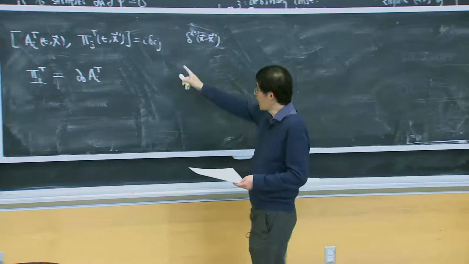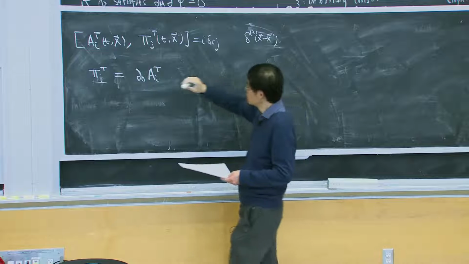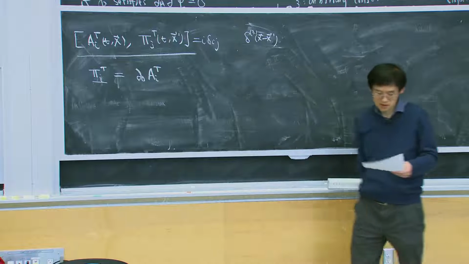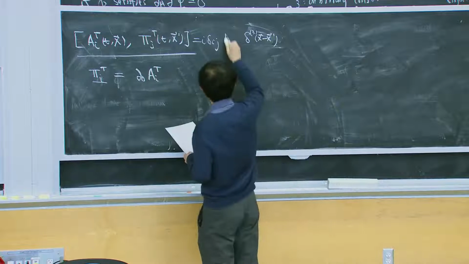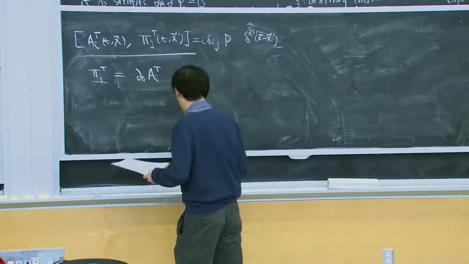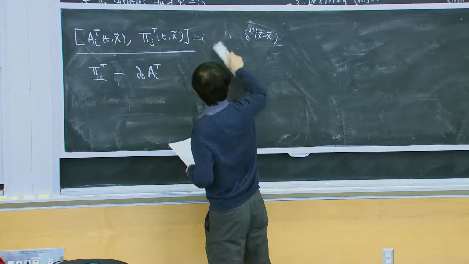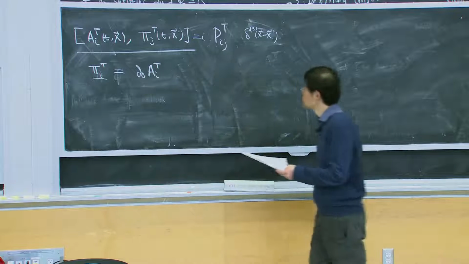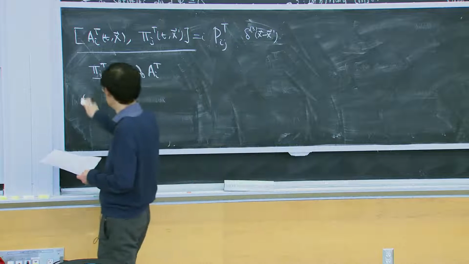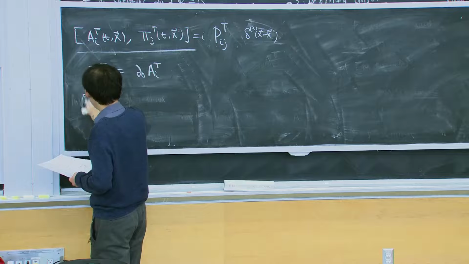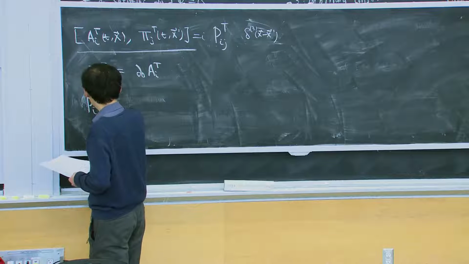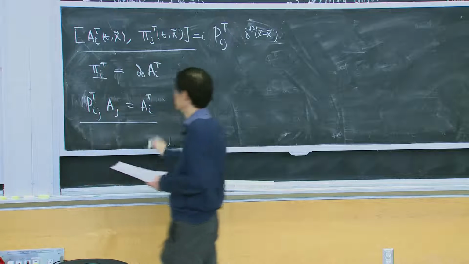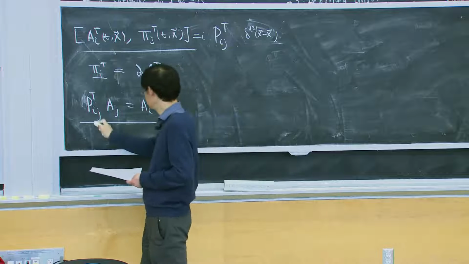But this equation is still not correct, because the left-hand side is transverse, but the right-hand side is not transverse. So here we have to impose a transverse projector. Rather than write it as delta_ij, what I should do is write it as a transverse projector P_ij. If you act with P_ij on A_j, it projects into A_i^T. So this is the transverse projector.